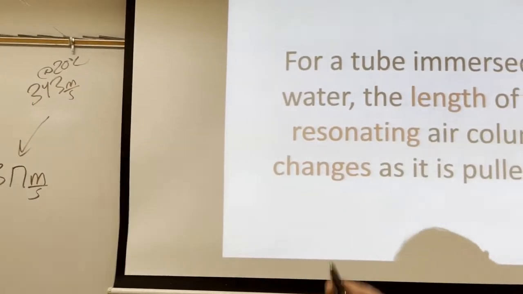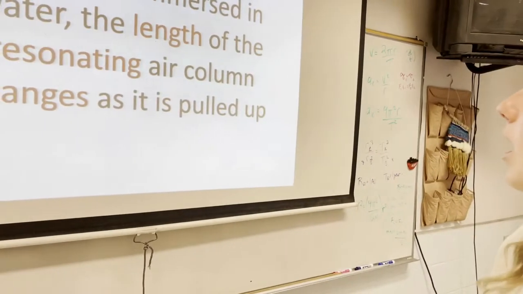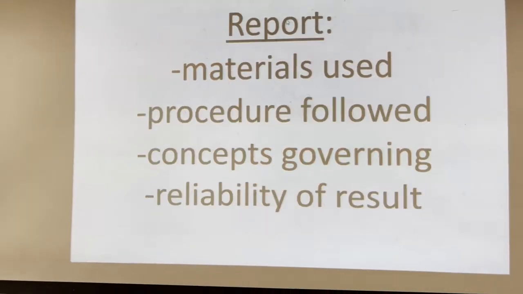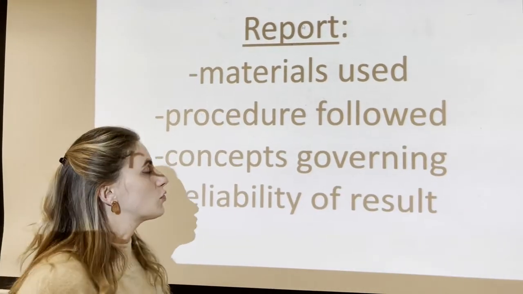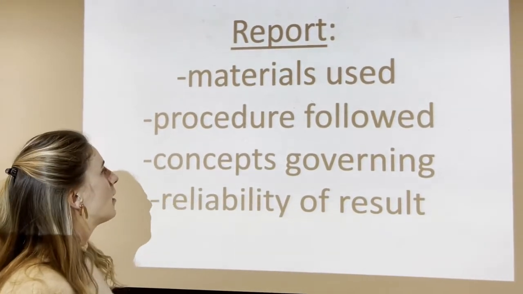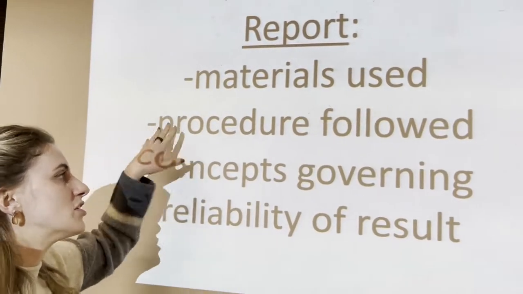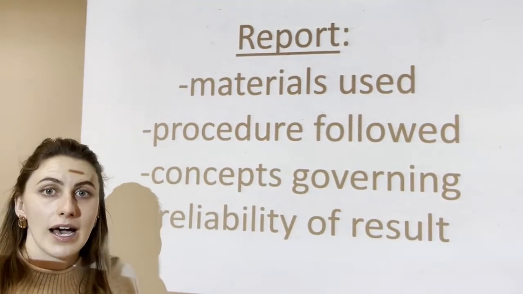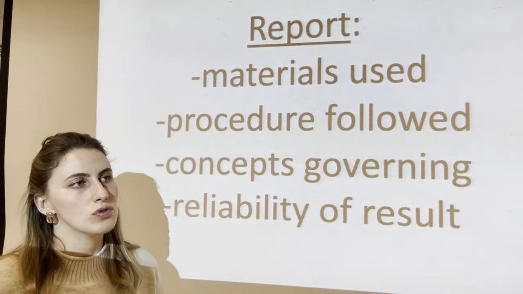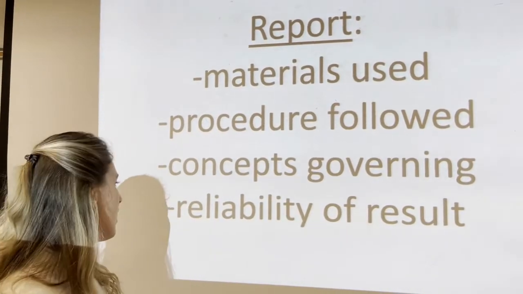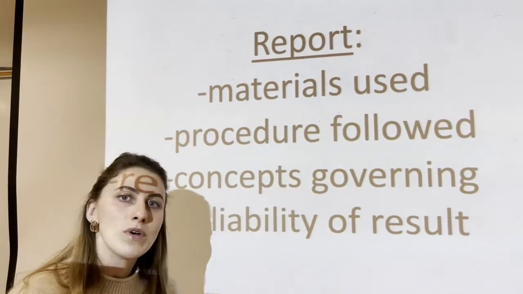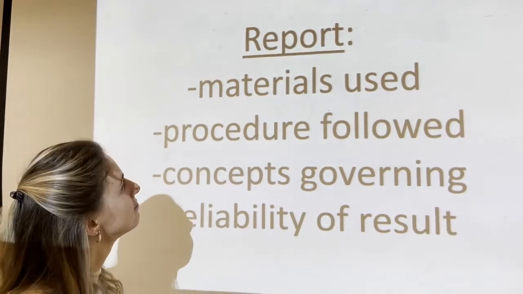Finish up calculating that for your homework, and then we need you to make a little report. Describe what the materials were that we used in this mini lab. What did I do? What procedure did I follow? Write down what I did. Tell me what concepts were governing how we were able to find that velocity. And lastly, tell me about the reliability of the results. Where do we have possibility for error?